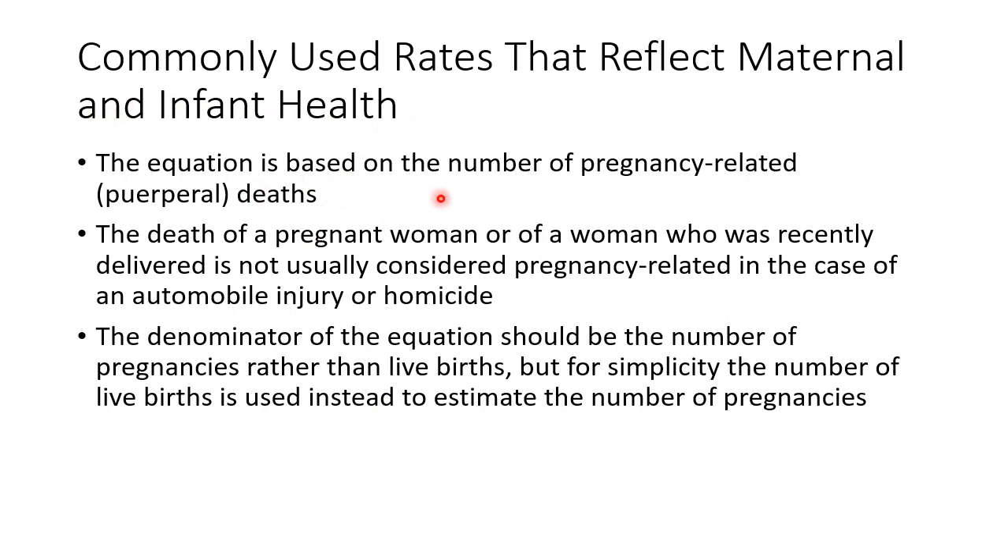Looking at the equation, it's based off the number of pregnancy-related deaths that occur. A death of a pregnant woman or one who's recently delivered is not always considered pregnancy-related. You have to consider excluding things like an automobile accident or homicide. So looking at your definition, make sure they're excluding the right kind of people and that you don't include unrelated deaths.